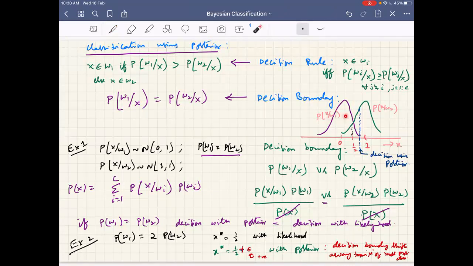See, this is the likelihood of omega 1 class. The samples of omega 1 class in this region are more likely to be classified to omega 1 class. If I only consider likelihood, it says up to here you classify to omega 1 class, and from here you have omega 2 class. That is the likelihood decision.